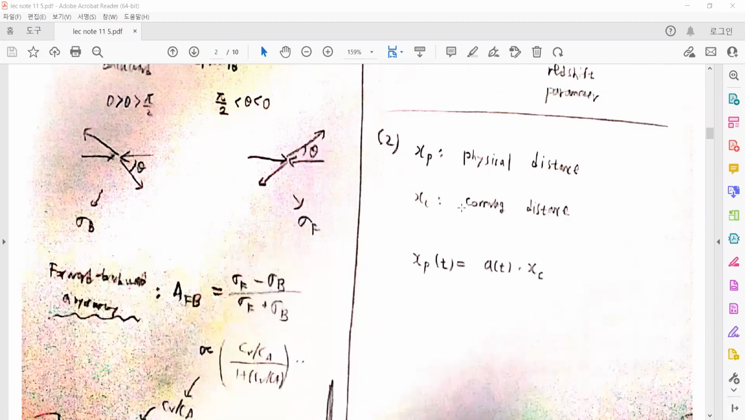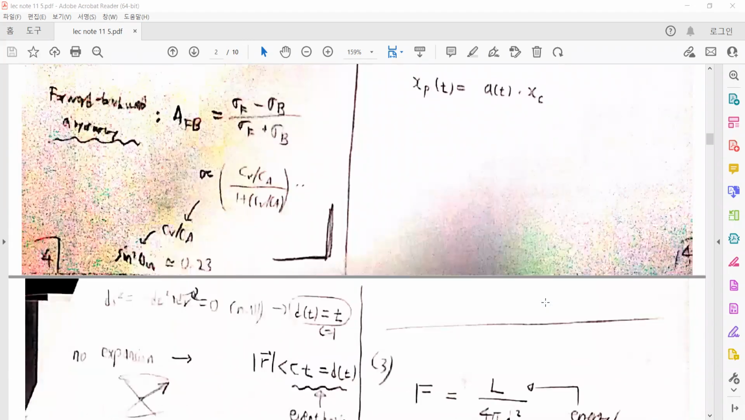And there are additional phenomena from the cosmological expansion. Let's start with xp, the physical distance, the realistic distance, which does increase with time. But we will set xc, the co-moving distance, which is fixed in time, co-moving with the spherical coordinate. So the physical distance can be expressed in terms of the scale factor and the time-independent co-moving distance. And I'll discuss how this leads to Hubble's expansion law.